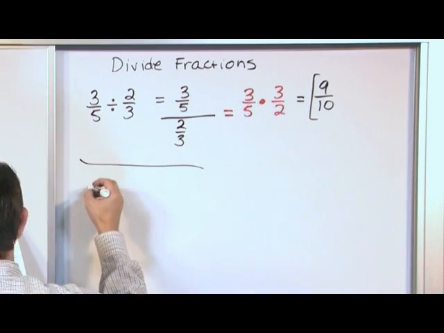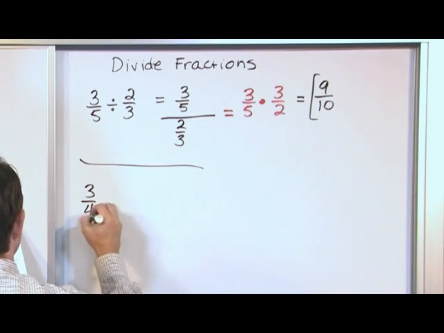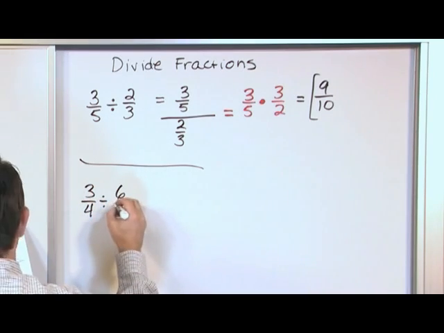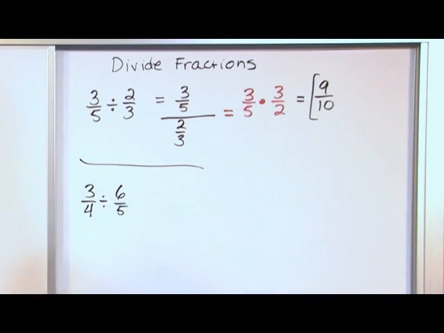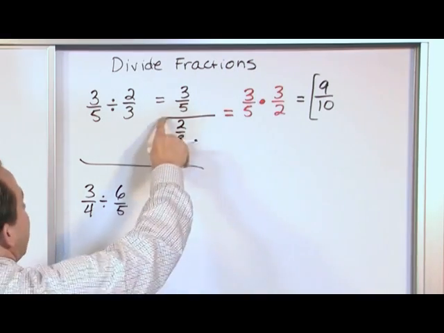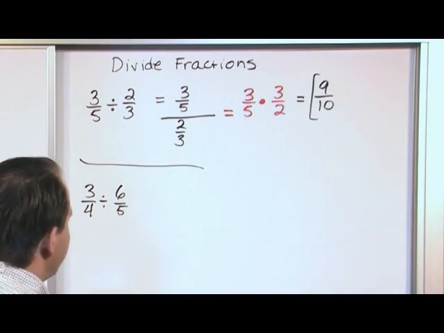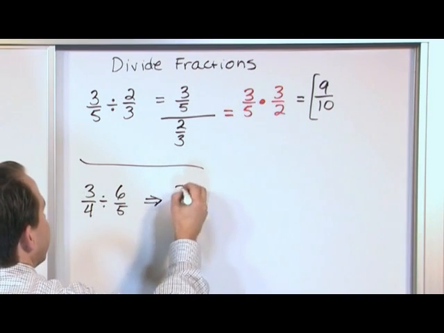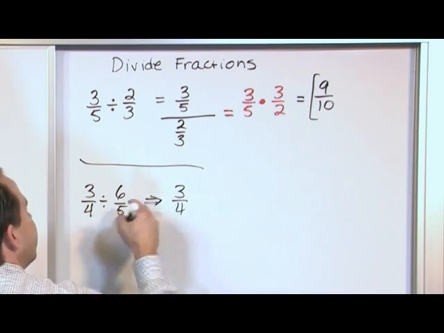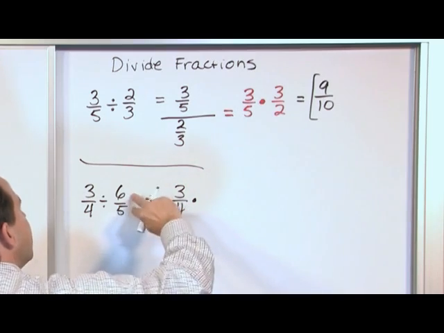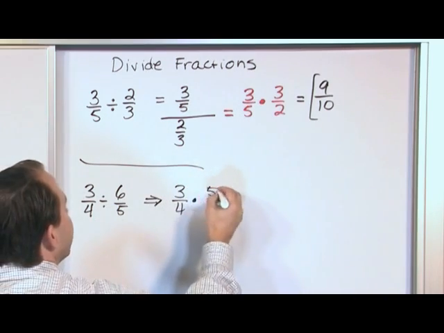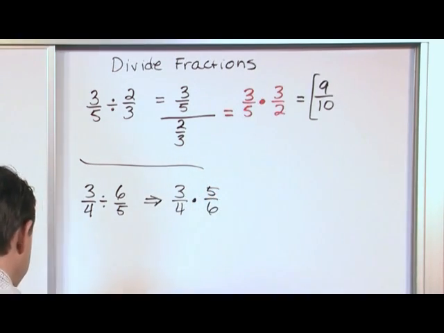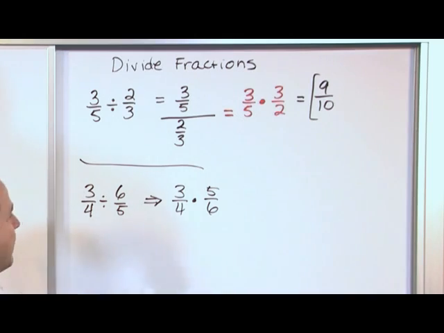Let's say we have 3/4 divided by 6/5. Okay? Now, I've introduced this to you guys just to kind of show you what that is, but you don't really need to write it like that. I was just mostly introducing it. You can just do it like this. 3/4, change this division into a multiplication, flip the second fraction over. 5/6.